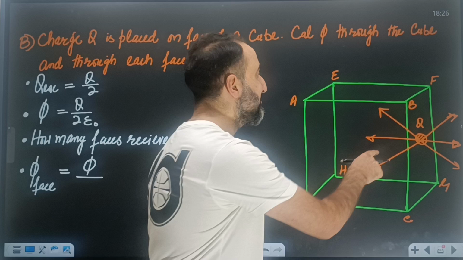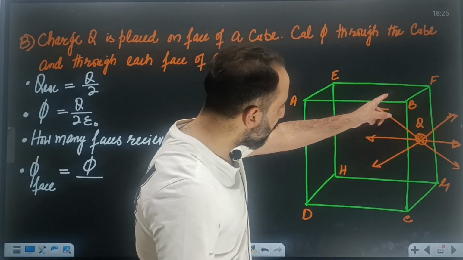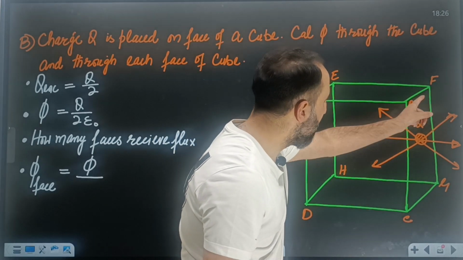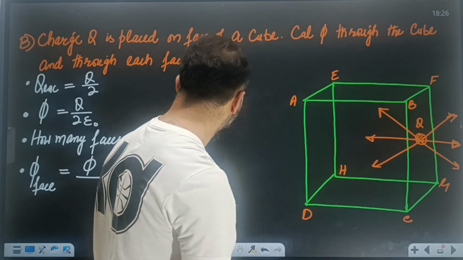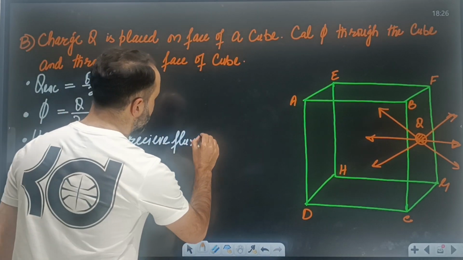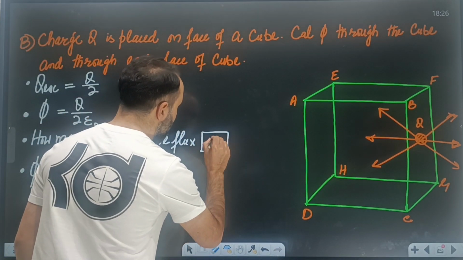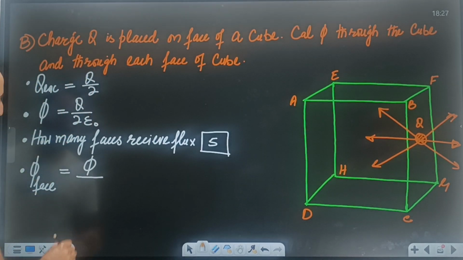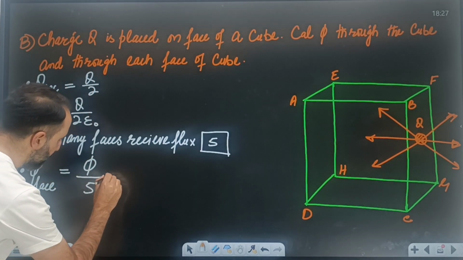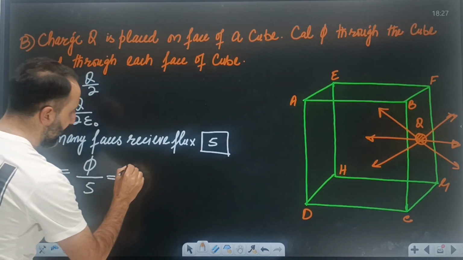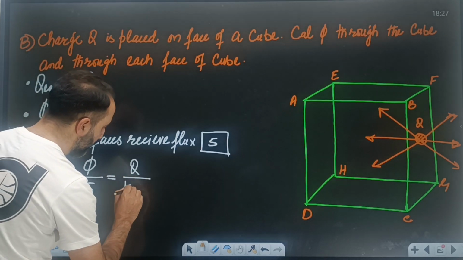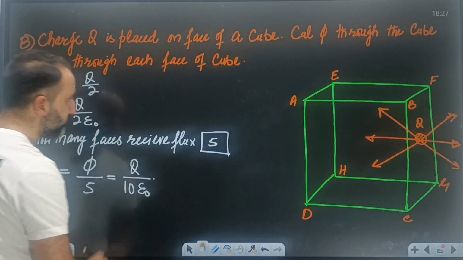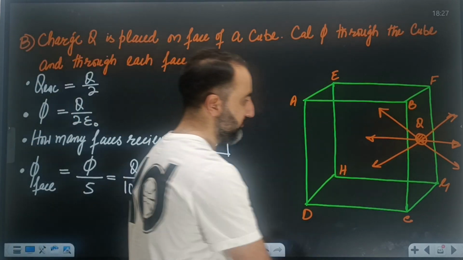कौन सा face? जिस पे charge है. The flux through this face, which is BCGF, will be equal to 0. So how many faces receive flux? The answer is 5 faces receive flux. When the 5 faces receive flux, the flux per face will be total flux divided by 5. ठीक है ना? Now 5 2s are 10, so the flux will be equal to Q divided by 10 epsilon naught, which is passing through each face.